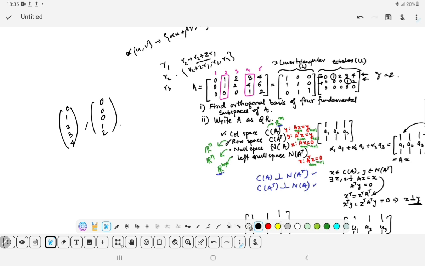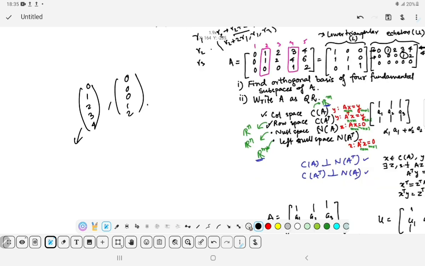Now the only thing that I need to do is to make this orthogonal. So to make this orthogonal, I can start with any one. Say I start with this. Now what will be the magnitude of this? Magnitude of this will be, let me calculate.